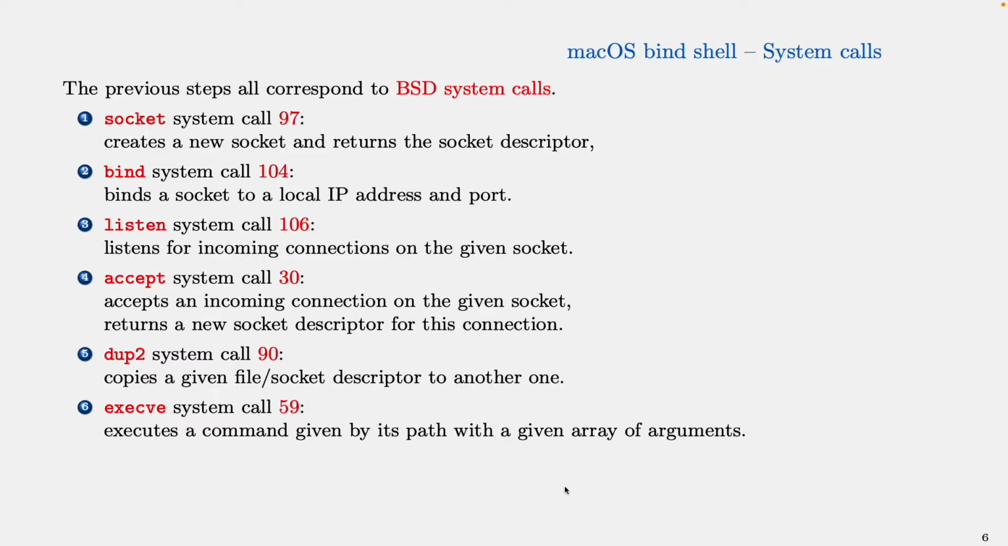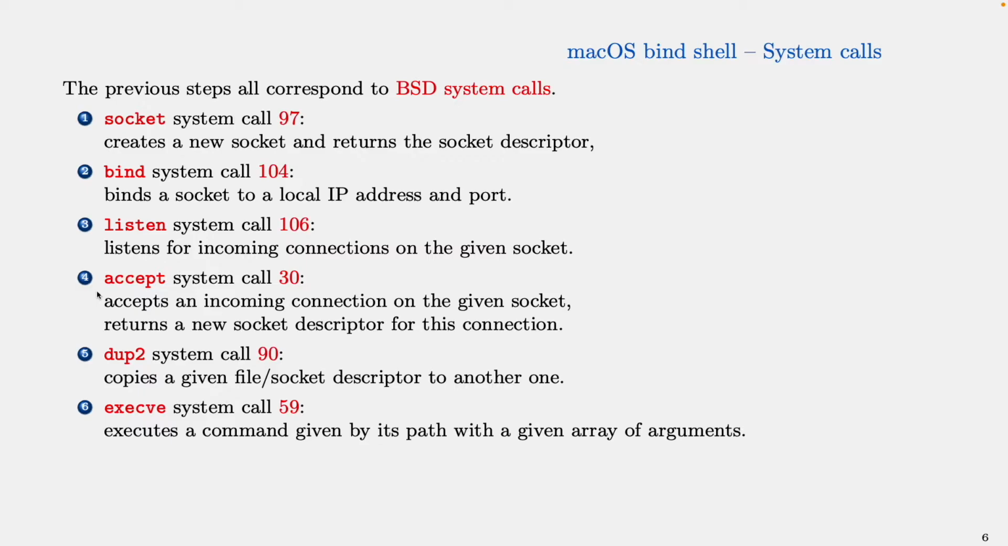So the 6 steps we just discussed all correspond to suitable system calls in macOS. The socket system call to create a new socket is number 97. The bind system call to bind a socket to a local IP and port is number 104. The listen system call, which makes our socket listen for incoming connections, is number 106.